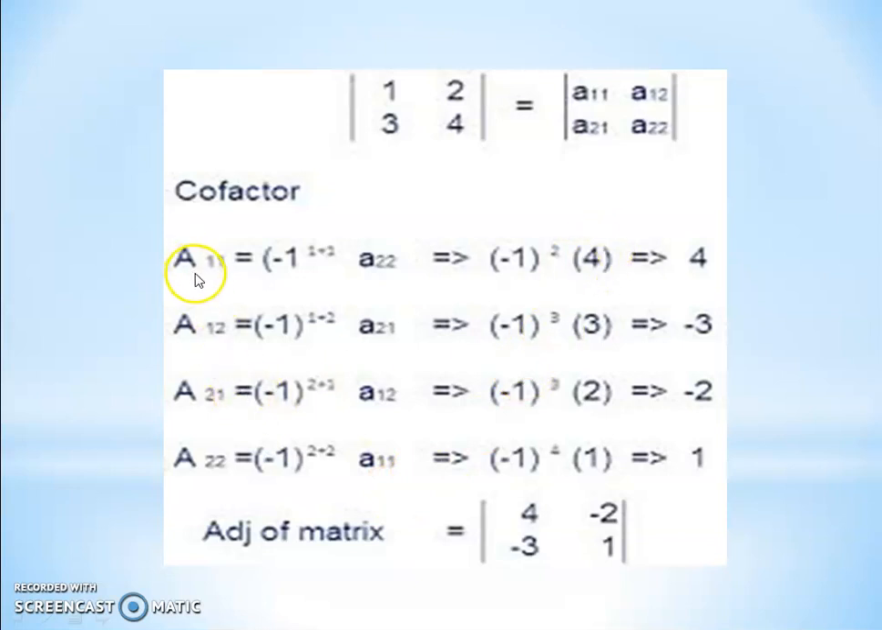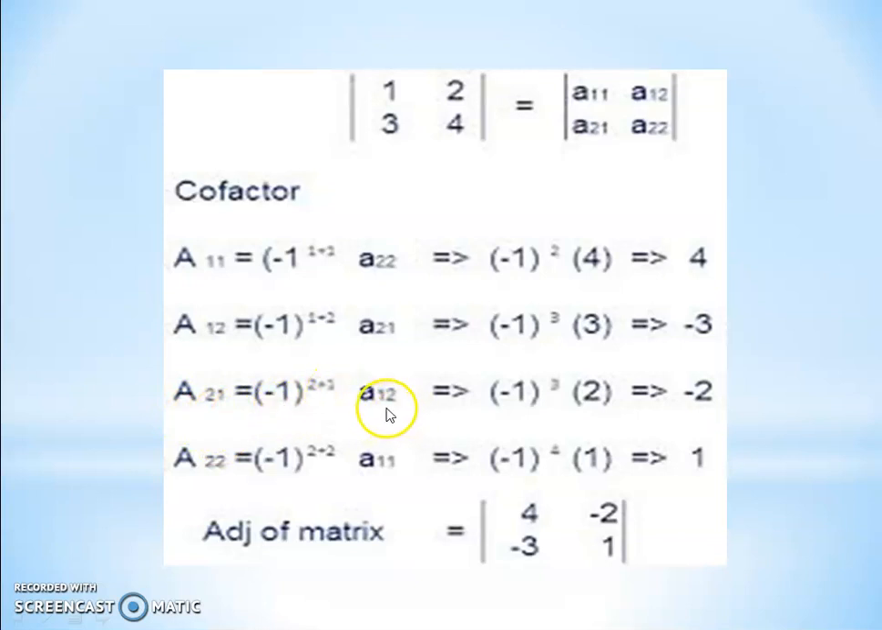That means we have to check A11 cofactor is given by -1 raised to 1 plus 1 and the element is A22. So -1 squared is +1, that's why 4 remains the same. A12 is -1 raised to 1 plus 2, A21. That means -1 raised to 3 into 3. Comparing these, that's why we derive the -3. Why -3? Because the negative number cubed is negative.